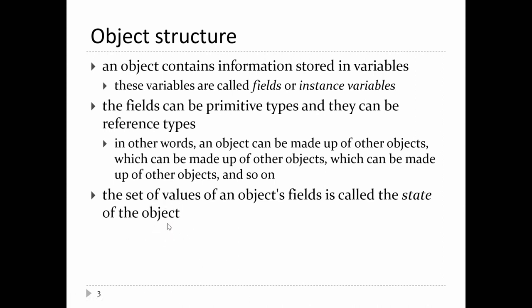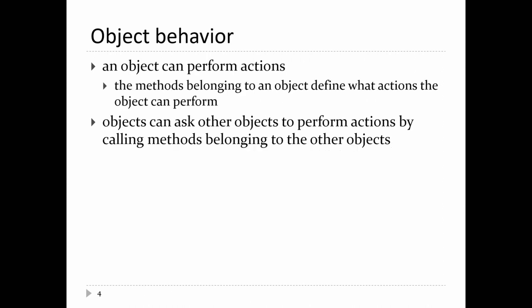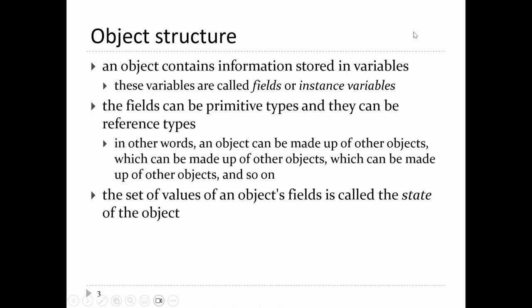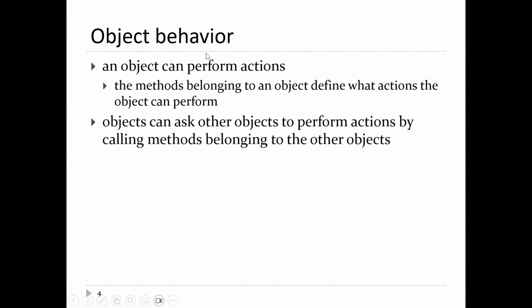If you look at the variables that your object has, and you look at the values for all of those variables, that's called the state of the object. It's just the values of all the variables that belong to the object. So we say that an object has state. If you have two different objects, they can have different state, just like two different int variables can have two different int values.